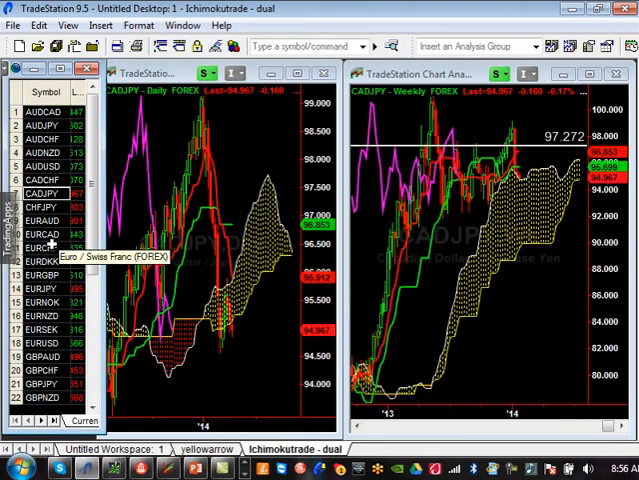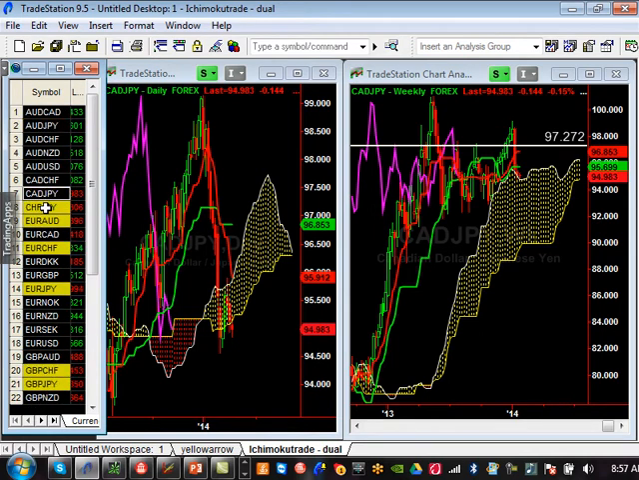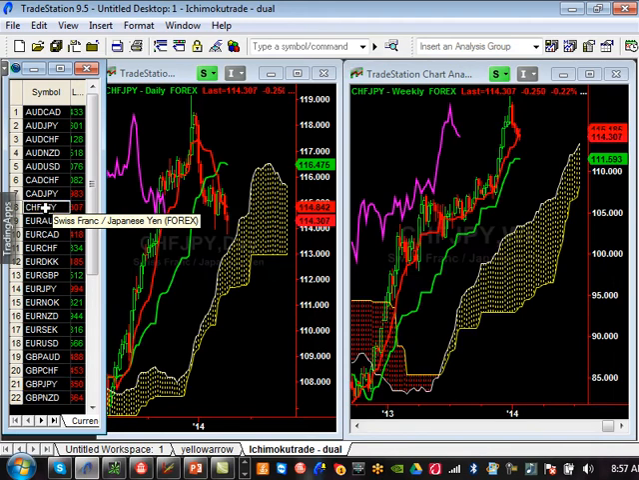CAD Yen, if you look at here, bullish trending here, decided to consolidate. It's holding its ground right now, which is good. Support on this one's going to be about 94.50 for right now, which is a minor support. Resistance on this guy is going to be about 96. Swissy Yen is still bullish trending on the weekly.